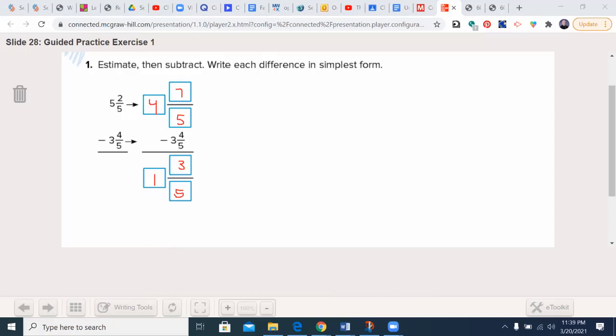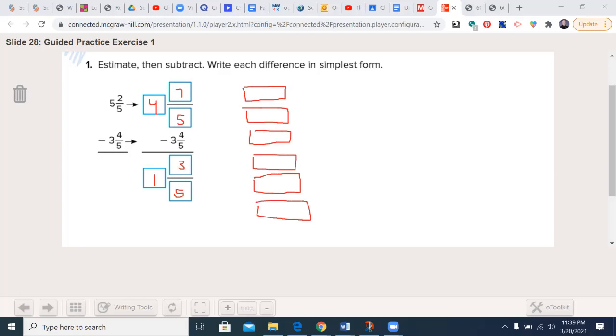Again, renaming is just taking a whole one. So let's see if we can't draw that out. There's 1, 2, 3, 4, 5, and then there's 1.